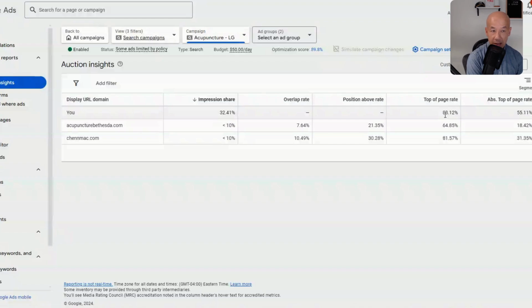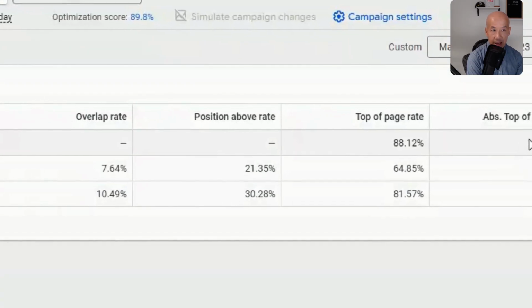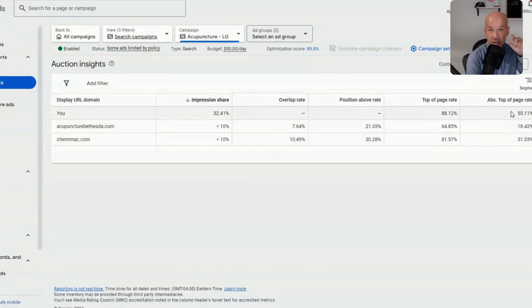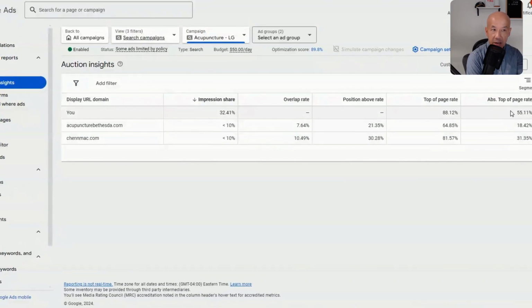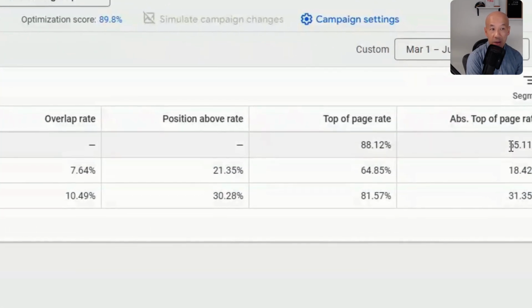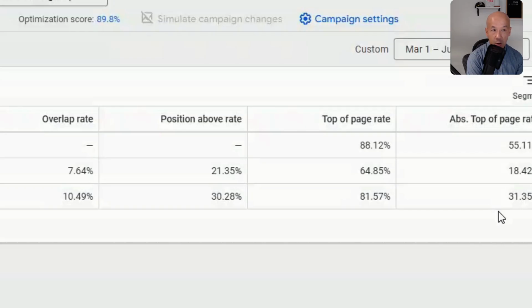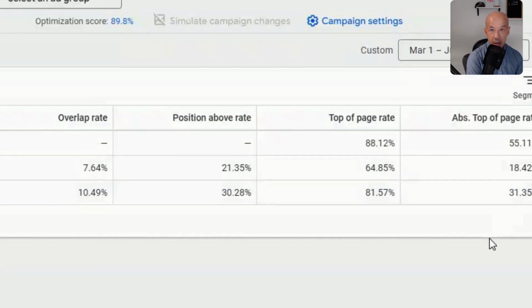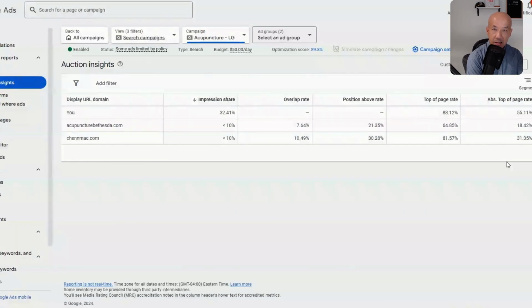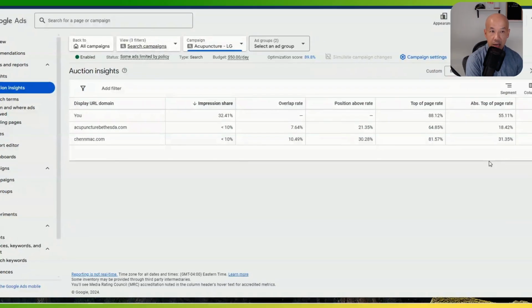Top of page rate means how often your ad is being seen at the very top of the page. In this case, 88% relative to the competition. And how often are our ads being seen at the very number one position, which is what's considered absolute top of page rate. In this case, we're really smashing it, 55% relative to the local competition, which is getting 18 and 31%. So this is the sort of data that we'd like to show to our clients and let them know that, hey, we're actually on the right track and getting the sort of results that we should be getting for you.